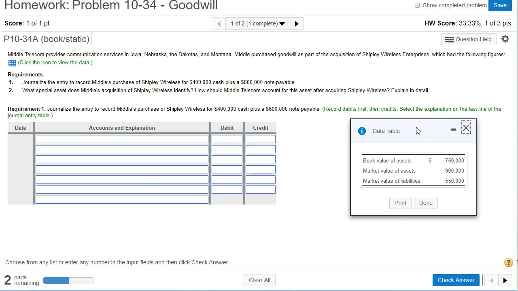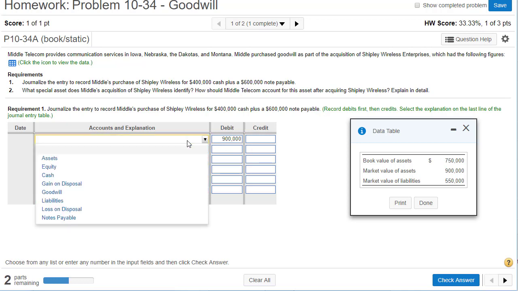So we have to record what we are getting. We are Middle Telecom. So Middle Telecom is getting some assets, but we have to decide, are we going to record the assets at the book value? In other words, what was on Shipley Wireless's books at the time, or are we going to record what those assets are at the market value? Well, the answer is you record them at the market value.